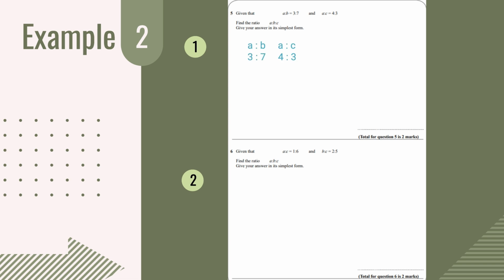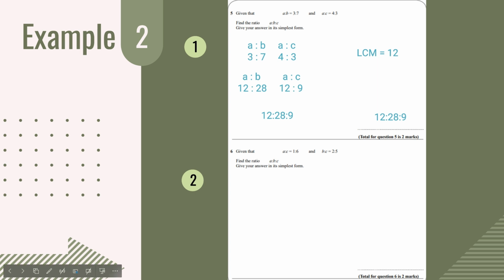So first we write down our ratio, and then second we find our lowest common multiple, which is 12. So we do 3 times 4 equals 12. So we times our first ratio by 4 and our second ratio by 3, which now gives us A to B is 12 to 28 and A to C is 12 to 9. And now we can write this as one whole ratio, which is 12 to 28 to 9. And that's your final answer, which is 12 to 28 to 9.